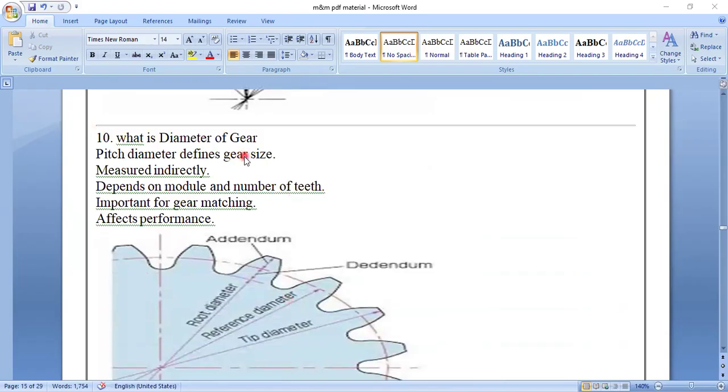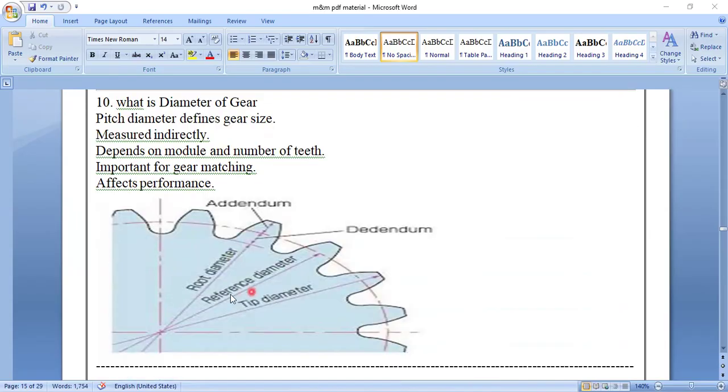So the 10th question I am taking: what is the diameter of gears? What does the diameter of a gear mean? Measured from the center to the tip, this is called the tip diameter. Then the reference diameter, and the inner diameter, the root diameter. So there are three diameters, and this is the addendum and this is the dedendum in the gear diameter.